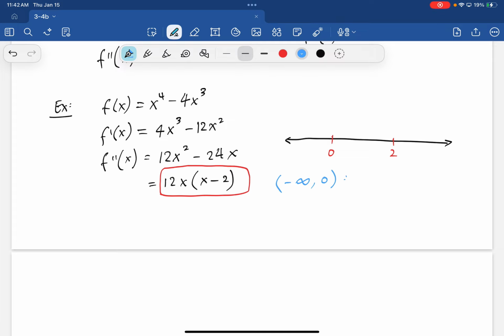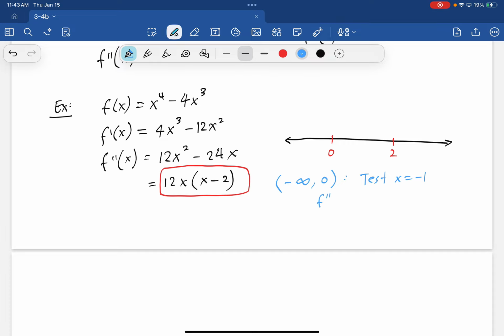And so we can do a test point, right? We can test x equals negative 1. So we're just testing a point within the interval and seeing what the second derivative is, whether it's positive or negative. Audrey? Are we going to have to write down our test numbers, or can we just do it in our head? I'm okay with you doing it in your head.